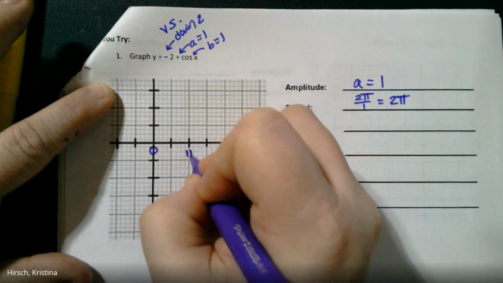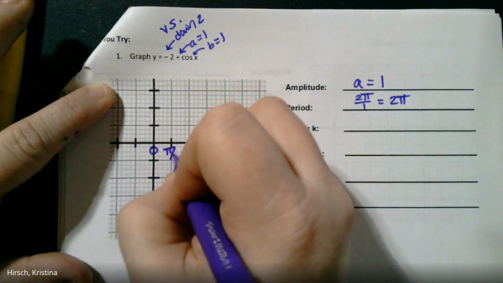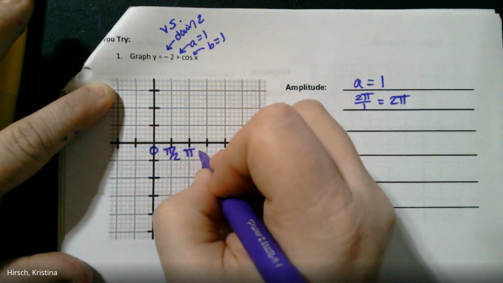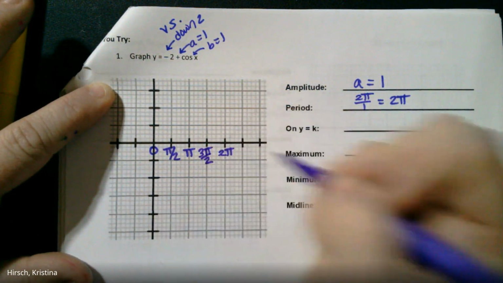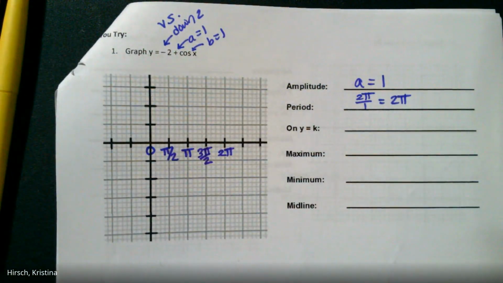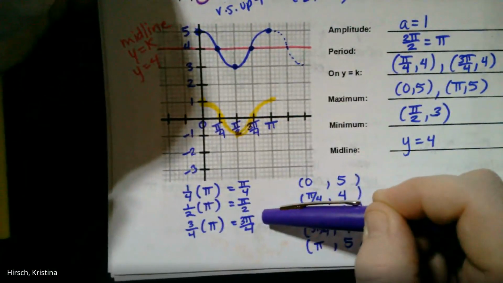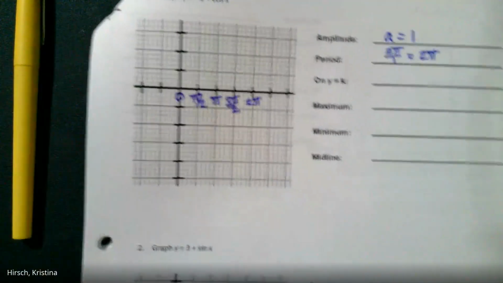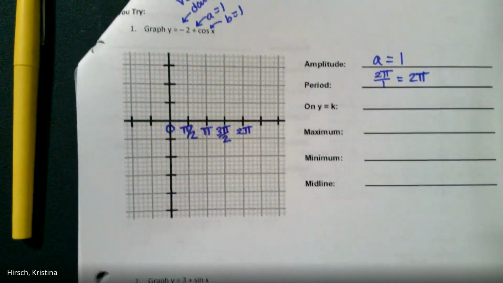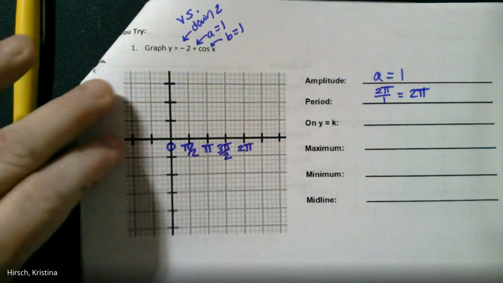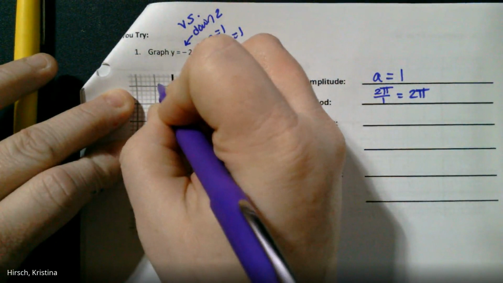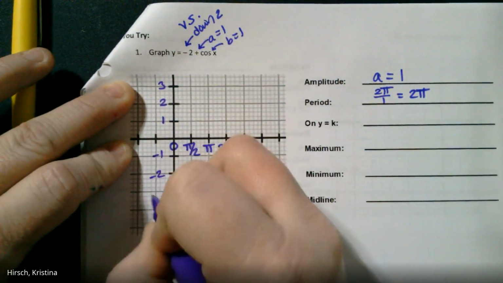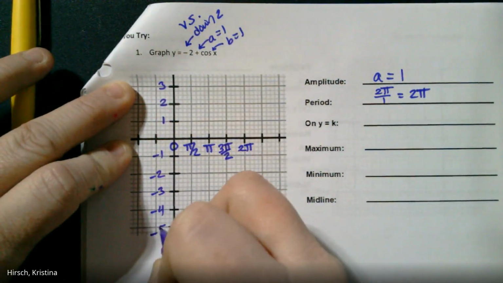Half of 2 pi is pi. Half of pi is pi over 2. 1 pi over 2, 2 pi over 2, 3 pi over 2. Again, you could set it up in your calculator by doing the quarters, just like we did down here. But I went ahead and just did them here by counting. So now my y's: 1, 2, 3, -1, -2, -3, -4, -5.